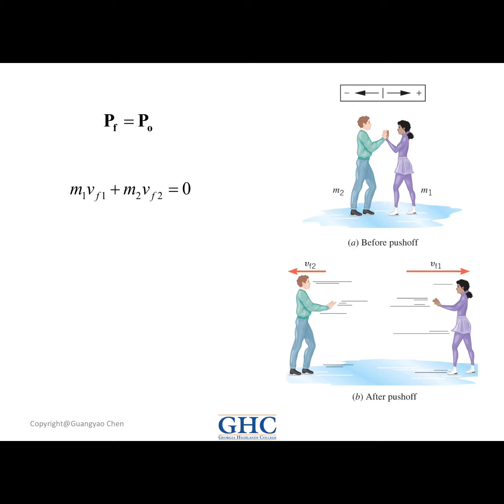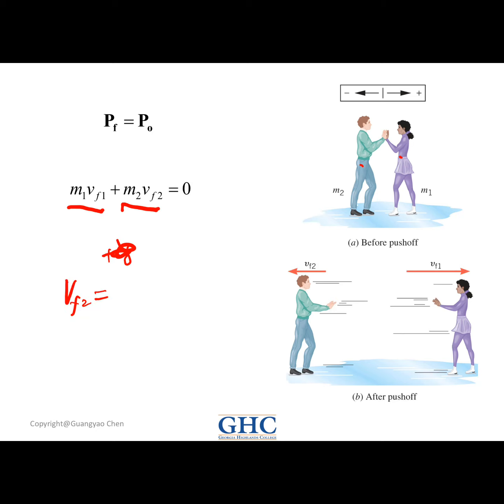So we have final momentum equals initial momentum. Final momentum is momentum of the woman plus momentum of the man. Initial momentum, because they start from rest at the beginning, momentum of the man is 0, momentum of the woman is 0 too. So initial momentum is 0. So we just need to solve for the velocity of the man.